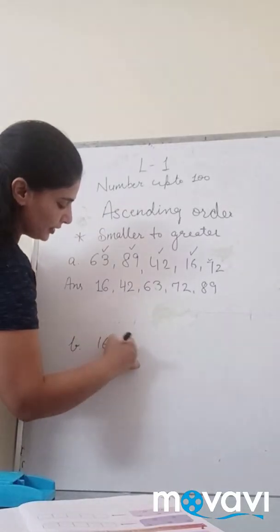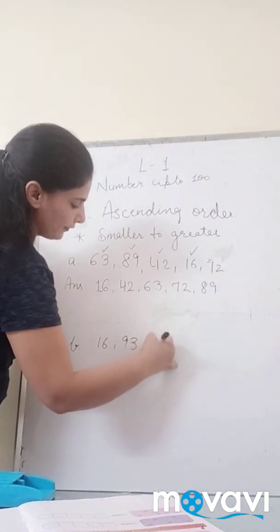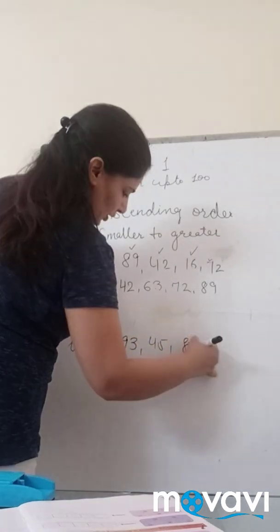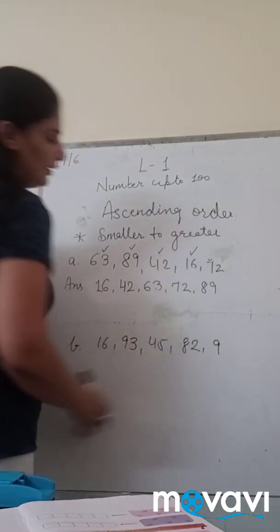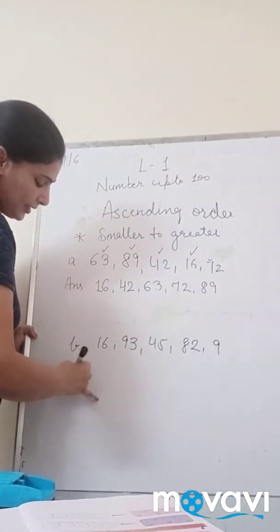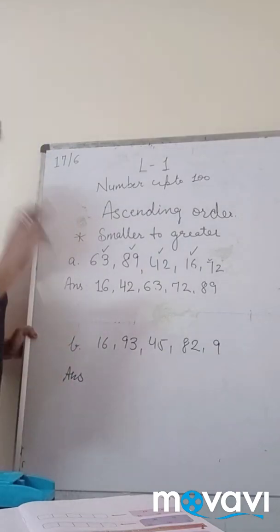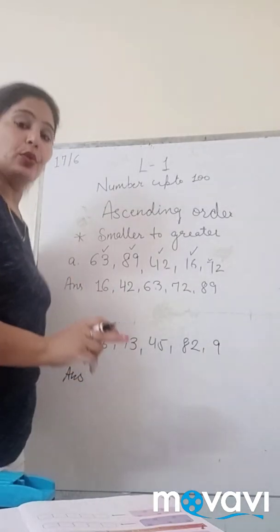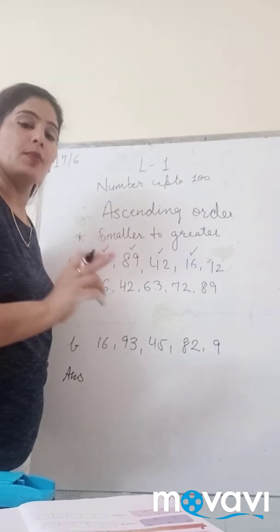It is 16, then 93, then 45, then 82, then 9. Now again I will leave this line. Now I'll start writing the answer. Again I am telling you what I have to do. I have to start from the smaller number.